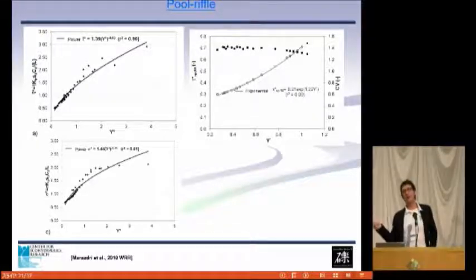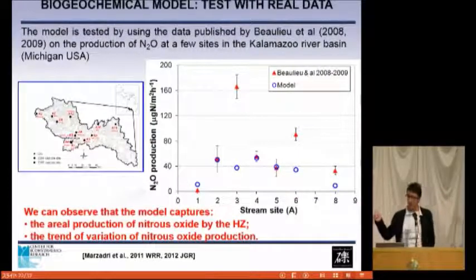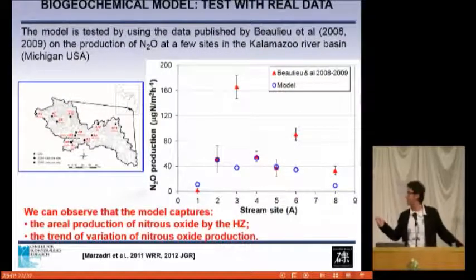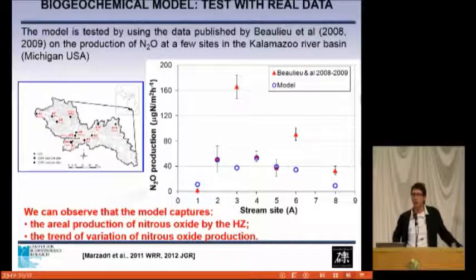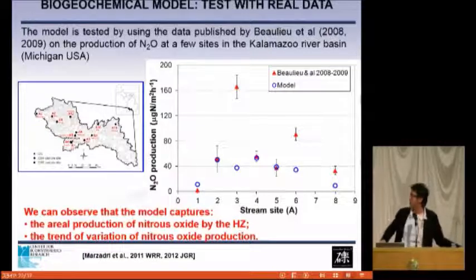Do these types of analysis work, how well do they work? So we applied our biogeochemical model with measurements done by Böhlke et al. in 2009 on the Kalamazoo River. They collected emissions, production of nitrous oxide, which is a very potent greenhouse gas, 300 times more potent than CO2, and is a byproduct of the nitrification of nitrogen.